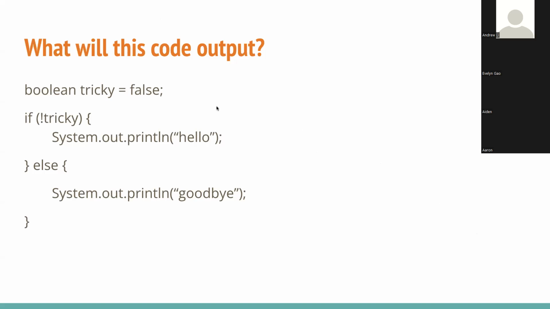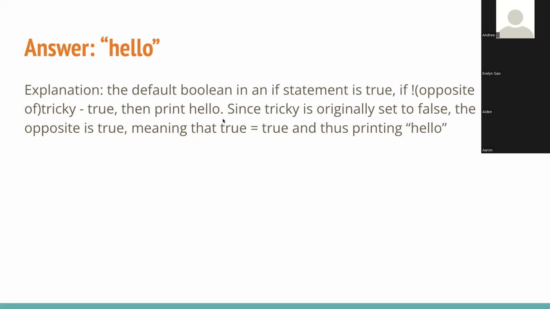All right, yep, it'll output hello. Let's see. We had tricky equal to false, and we were checking the if. The exclamation mark means not. So we were checking if tricky is not true, which is true because tricky is false. So we'll print the first if statement, which is hello.